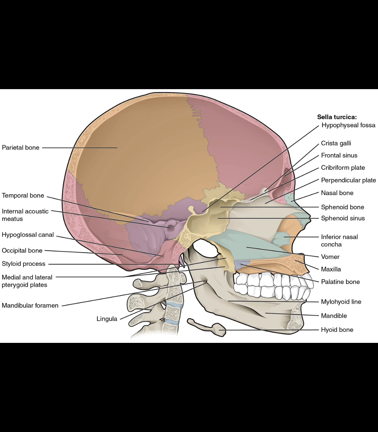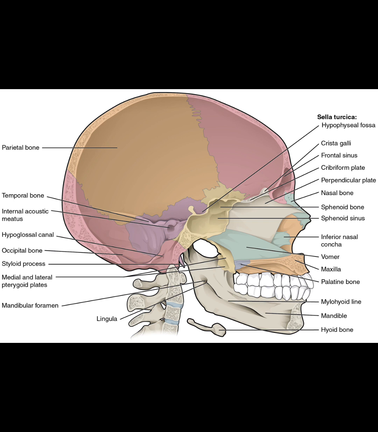And here's a sagittal view of the skull. It is more in depth, and you can see other areas of the skull. Within this, you can see the internal acoustic meatus, which is just the opening of your ear. You can see the hypoglossal canal. And then you can see the styloid process, which is just a protruding part of the bone, and it also facilitates movement within the jaw.